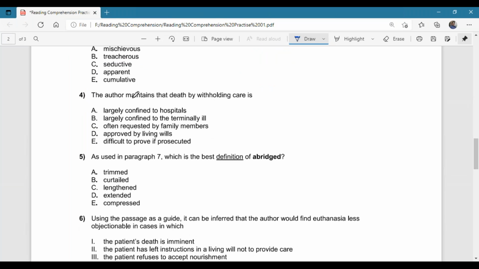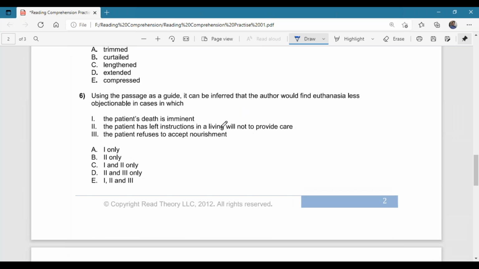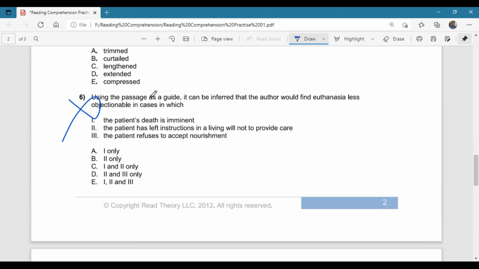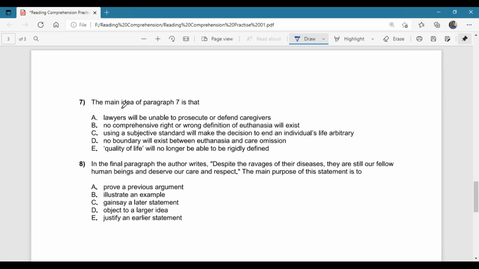This also is not possible to solve immediately, but it can possibly be solved, because they are asking just the definition of abridged. And this is also not possible, because he said using the passage as a guide, so you need to read the complete passage. This one may be possible, because they are asking you to go with only one paragraph, so you can put a question mark on this one.